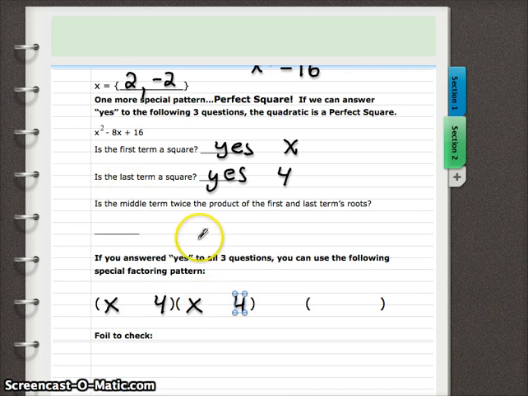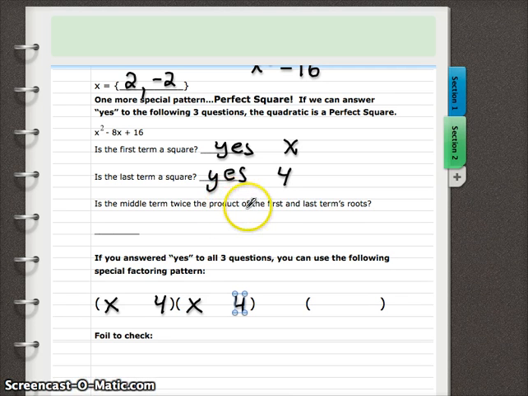Well, if you ask yourself this last question and you answer yes, we're going to be able to put the sign in there. So this is where it kind of gets complicated. We'll break this down a little bit. Is this middle term twice the product of the first and last term's roots? That sounds complicated, so let's break it down.